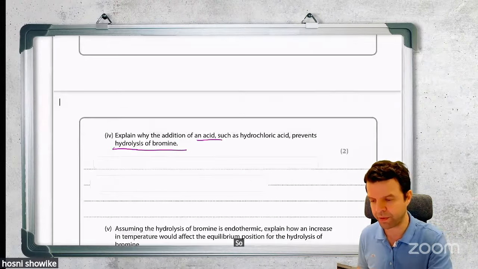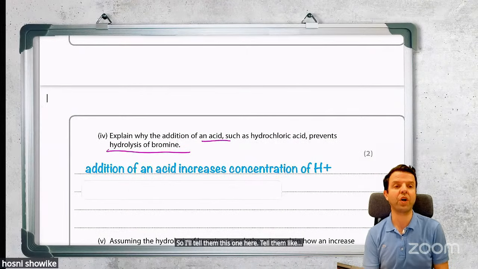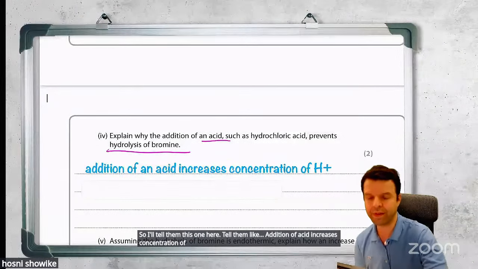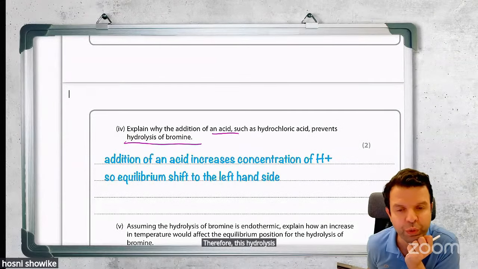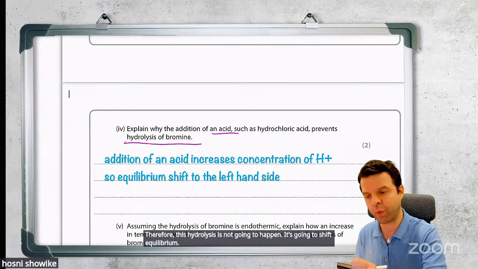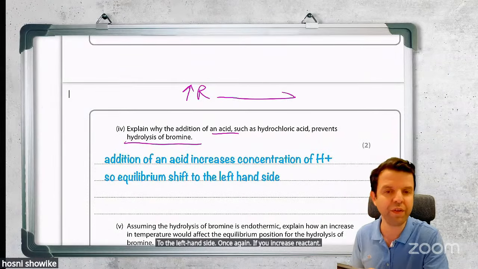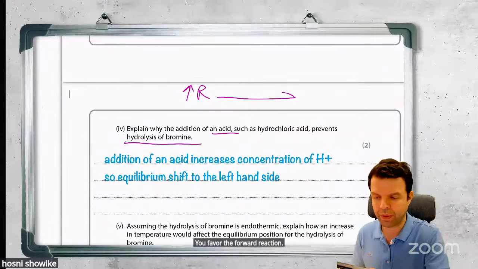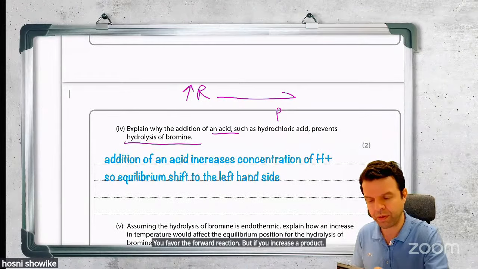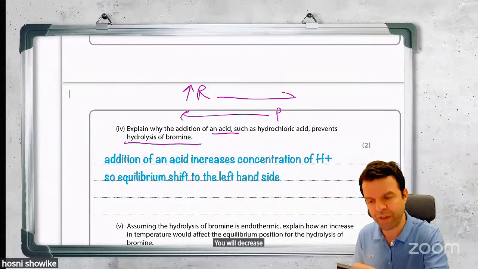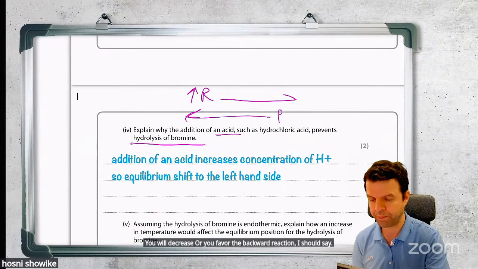So I'll tell them this one here. Tell them addition of acid increases the concentration of H+, a product. Therefore, this hydrolysis is not going to happen. It's going to shift equilibrium to the left-hand side. Once again, if you increase a reactant, you favor the forward reaction. But if you increase a product, you favor the backward reaction, I should say. Okay?